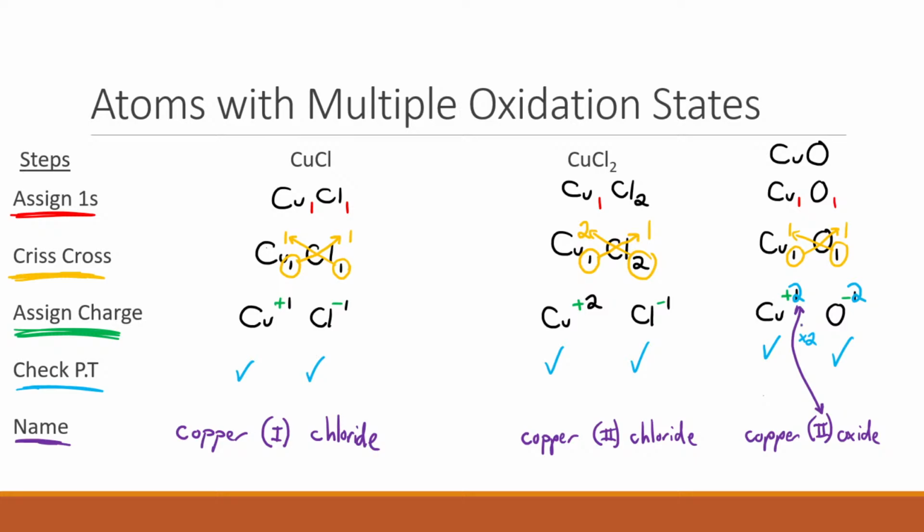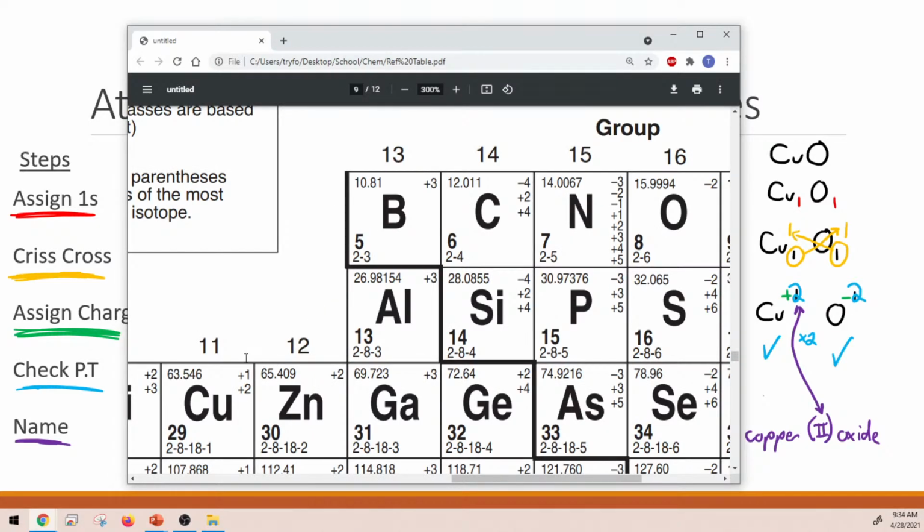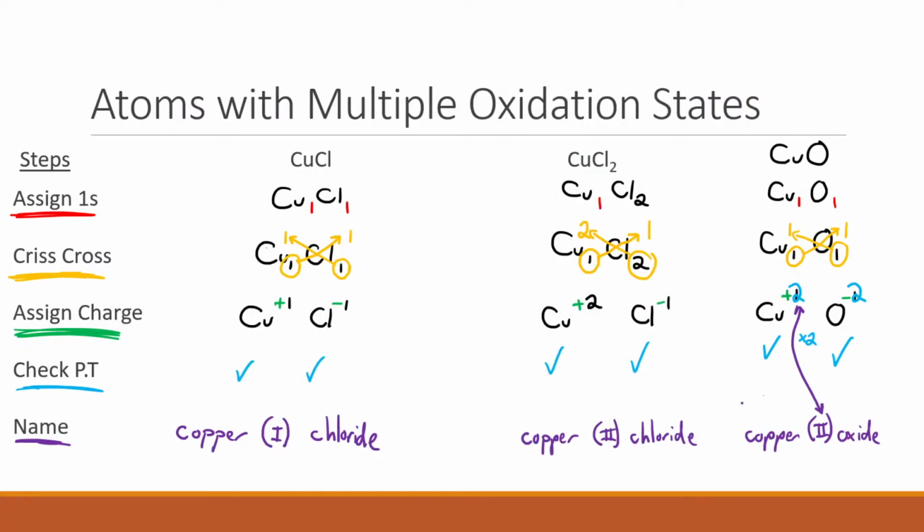We need a Roman numeral because copper is one of the elements that has multiple oxidation states. Copper has 2 different things to choose from. And so we need to mark that. We need to put a Roman numeral. The question here, the charge stays the same.